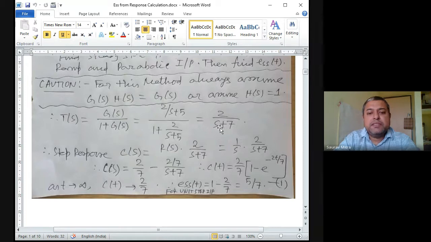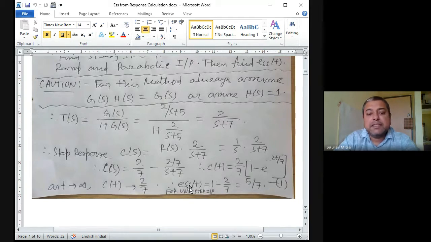We are finding that this is 2 by s plus 7. Step response, C(s) is equal to R(s) into 2 by s plus 7. Substitute R(s) as 1 by s, and we find c(t) is equal to 2 by 7 into 1 minus e raised to minus 7t. So this has two parts. One is the static part, 2 by 7. Another is the time dependent part, and this part is diminishing. So at t tends to infinity, c(t) will become 2 by 7, because the e raised to minus 7t part will become 0.